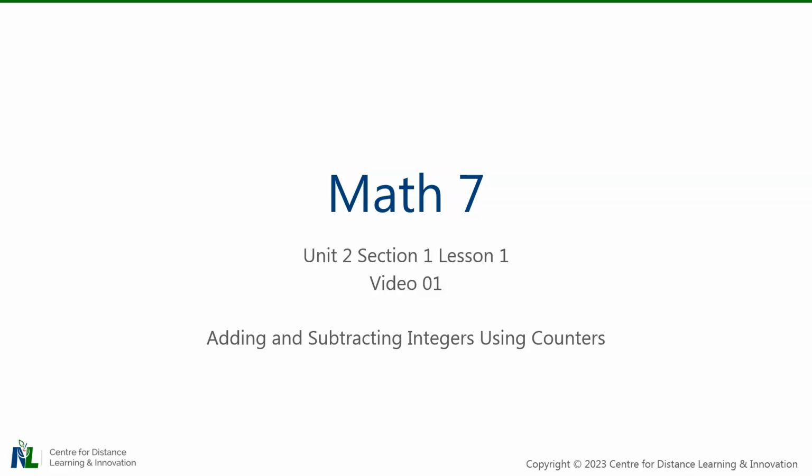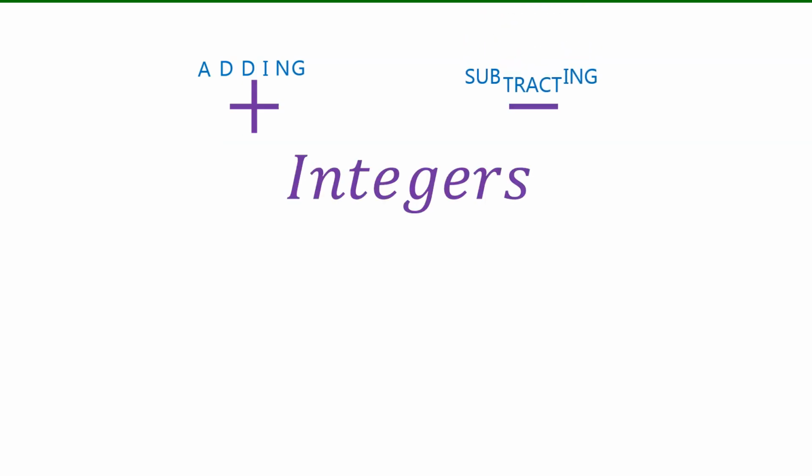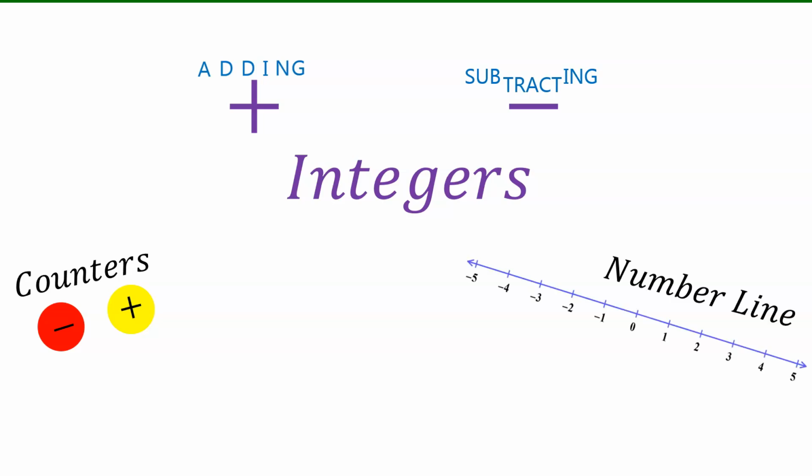Welcome to Unit 2. In this unit, we'll be studying integers. In particular, we'll be looking at adding and subtracting integers. This will be done in various ways, including using integer counters, which you have two different colors to help us represent the two signs of positive and negative. We'll also use a number line. So here we have 0 in the middle, and numbers on the right are positive, and numbers on the left are negative. We'll also be developing rules to add and subtract integers without the use of manipulatives.